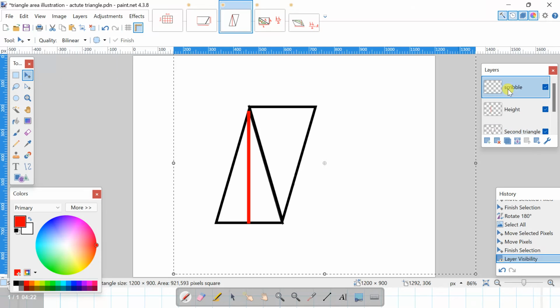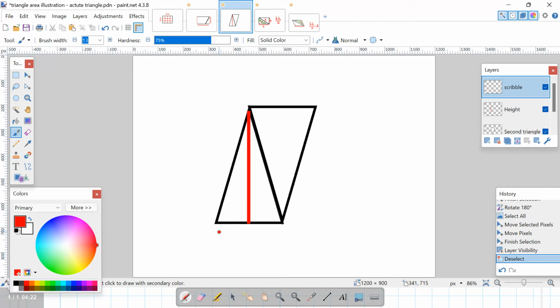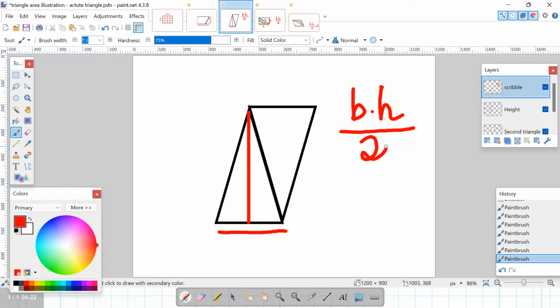And we know that to calculate the area of the whole parallelogram, we need to multiply the base times the height. So base times the height gives us the area of the whole parallelogram. But because this parallelogram is combined from 2 identical triangles, if I divide it by 2, then again I get the area of one of these triangles. Okay?